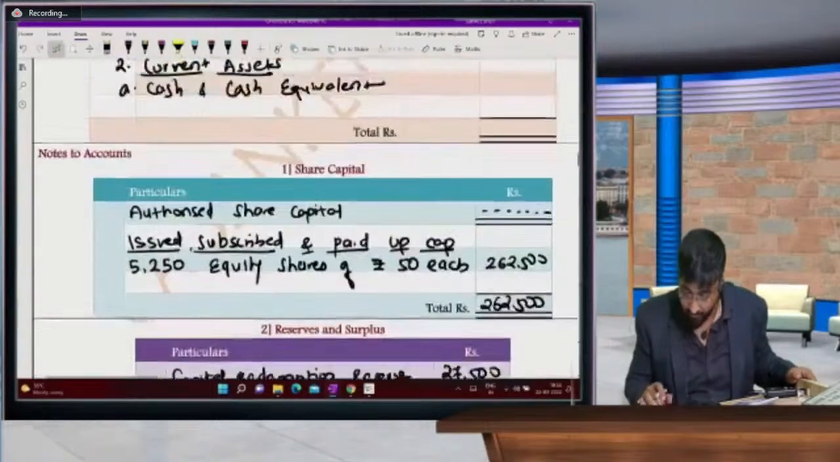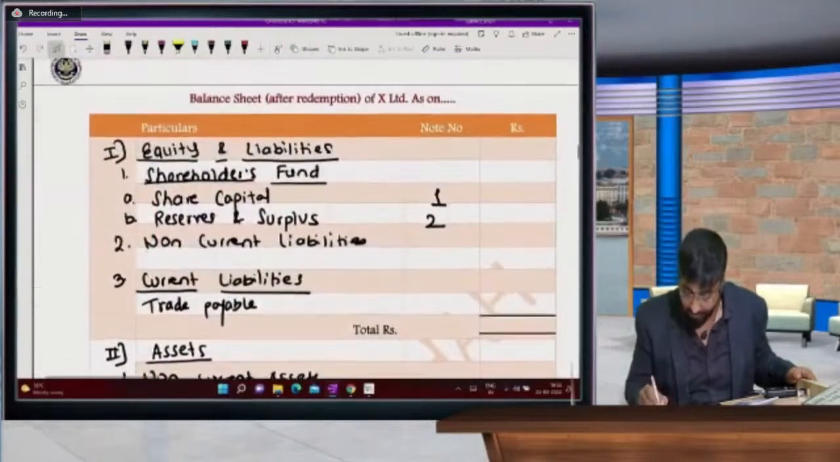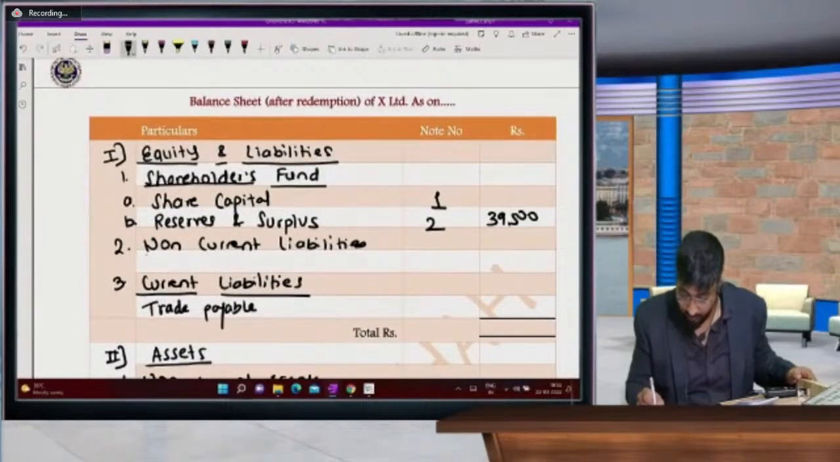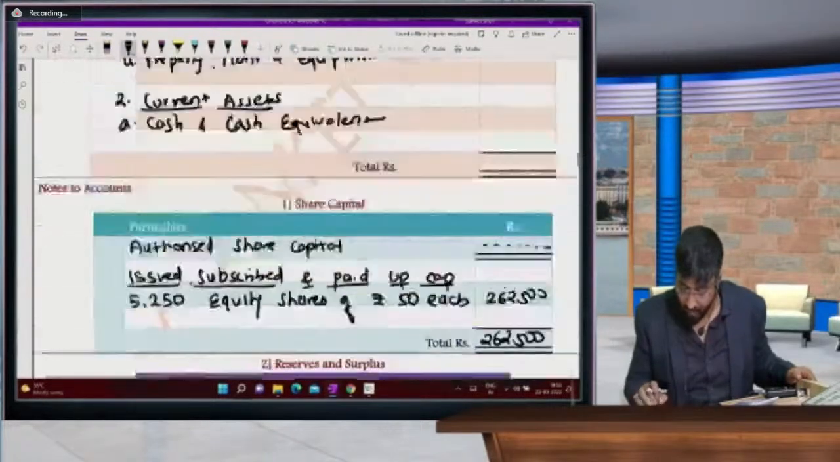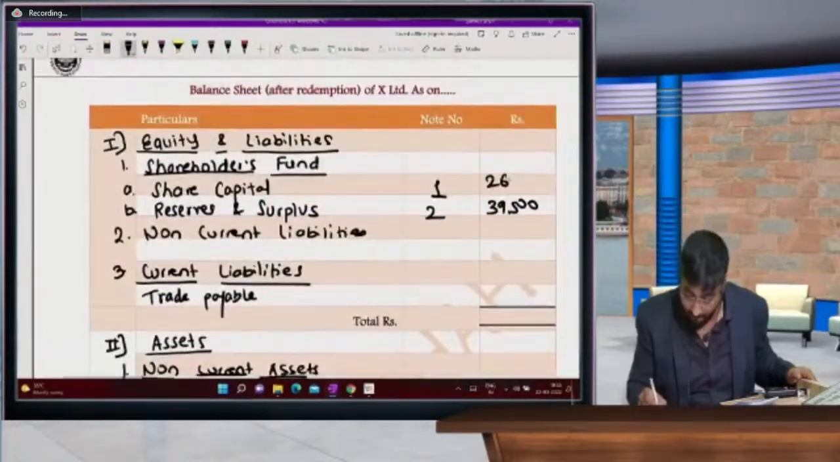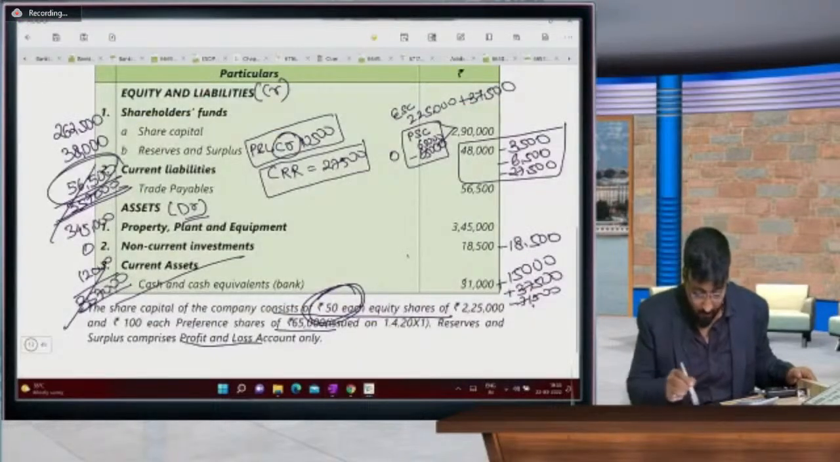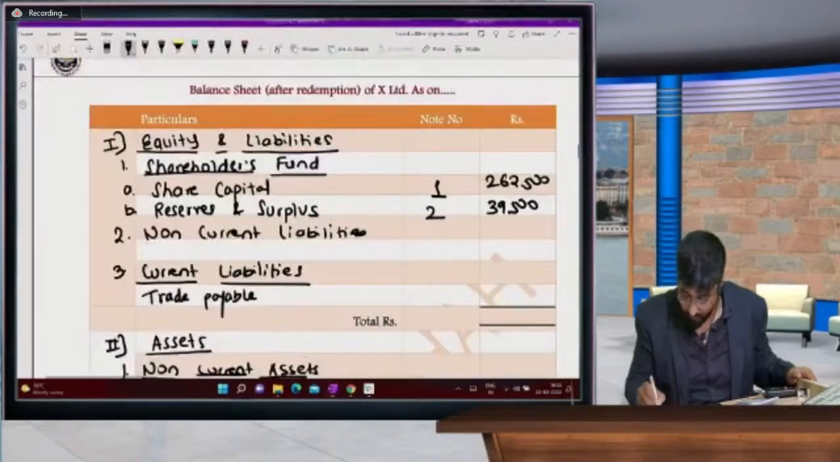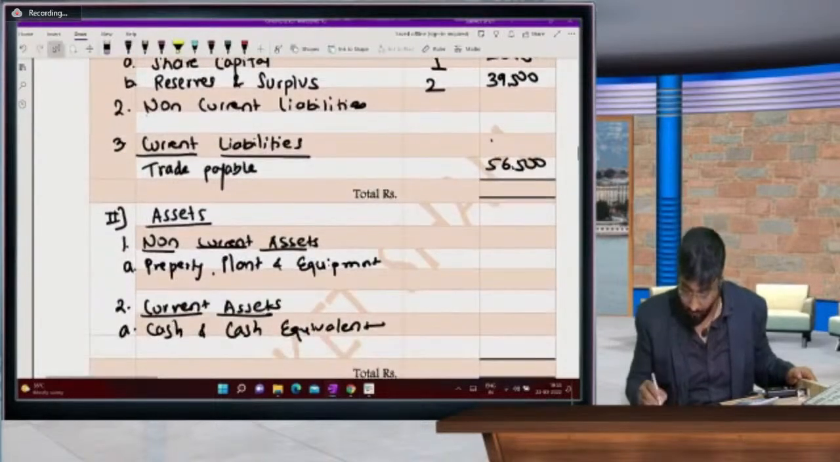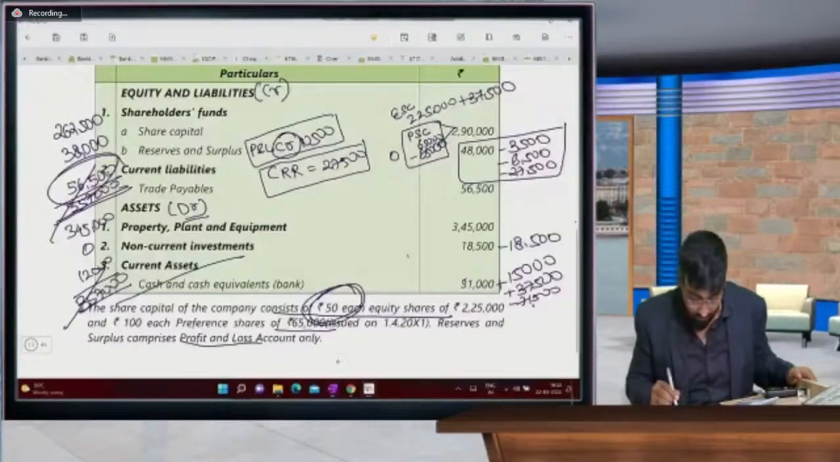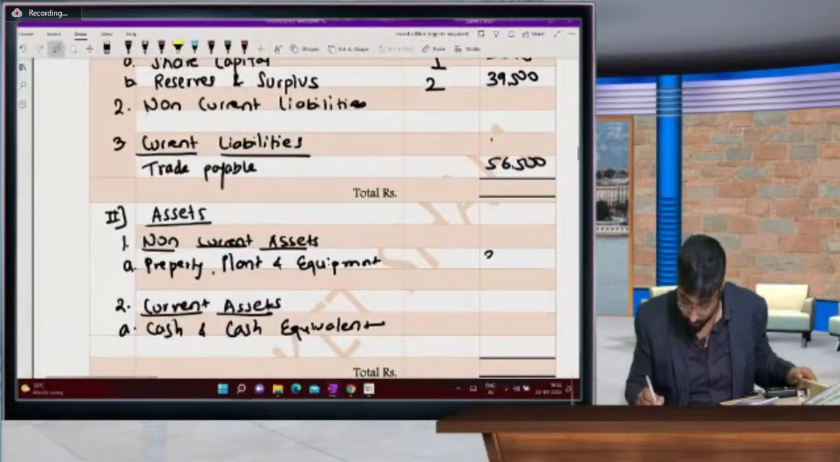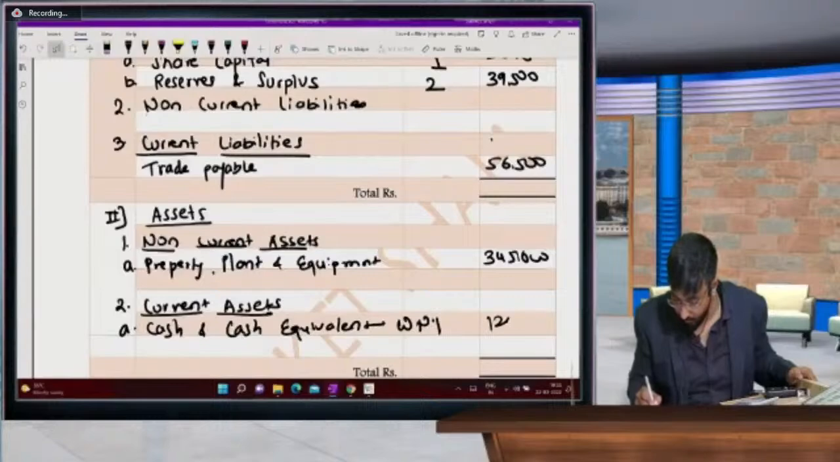$39,500. Share capital 262,500. And now other things you can copy it. 56,500. Property, plant and equipment 345, and bank. And bank is working note 1, 12,000.